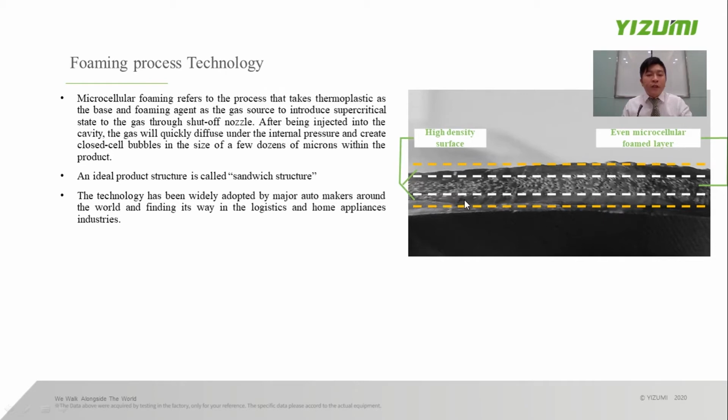It's a special process which combines the thermoplastic material and the supercritical fluid together in injection molding. Due to the temperature and pressure change in the mold after injection, the supercritical fluid will diffuse and start to bubble inside the product. Finally, we can get the ideal product structure, as you can see in the picture. We call it sandwich structure.